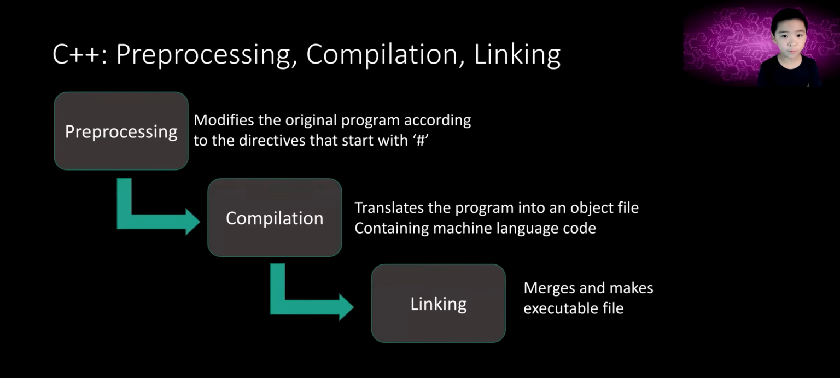First, we are going to review what we learned in the first lecture. A C++ program starts with preprocessing, which modifies the program according to the lines that start with the hashtag. The second step is compilation, which translates the program into an object file which the machine can understand. The last step is linking, which merges and makes an executable file to run.